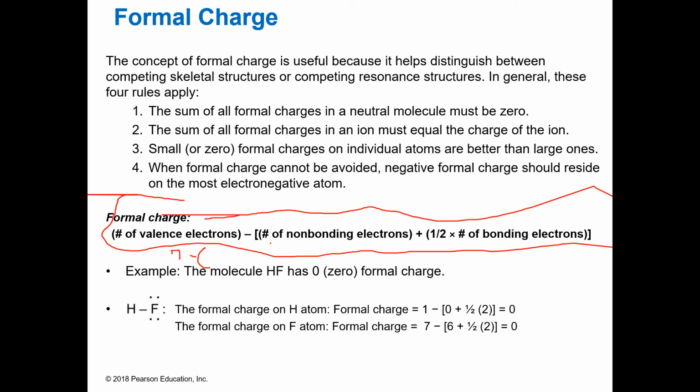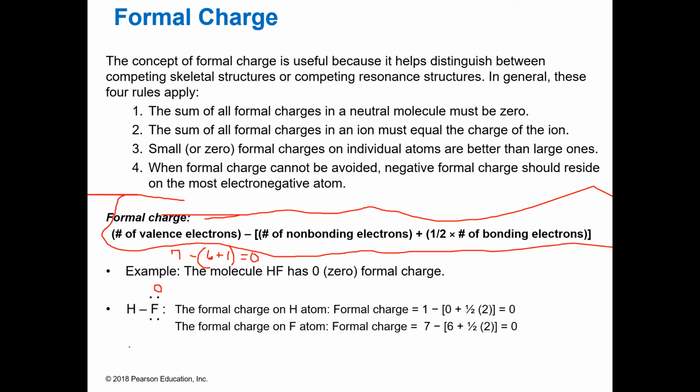Now, the number of non-bonding electrons in fluorine is 1, 2, 3, 4, 5, 6. There are lone pairs. I have 6 of them. So 6 plus half the number of bonding electrons. It's a single bond, so there's 2 bonding electrons. So half of that is 1. So 7 minus 7 is 0. So the formal charge of fluorine here is 0.